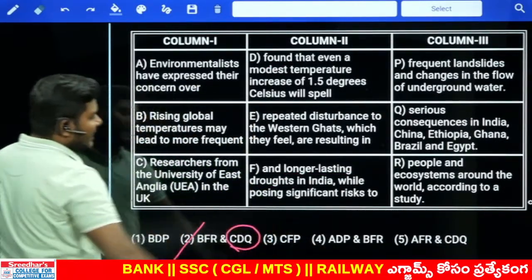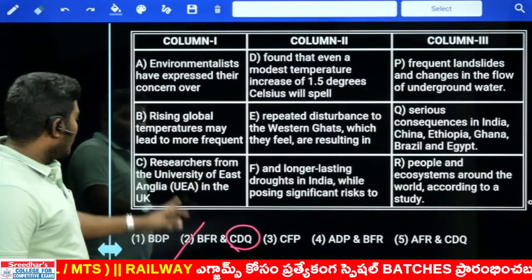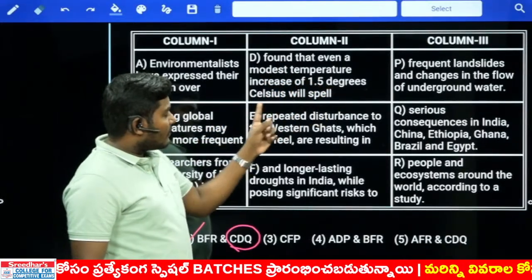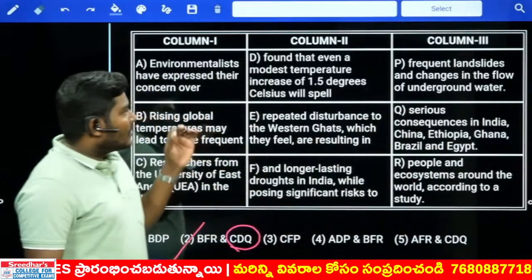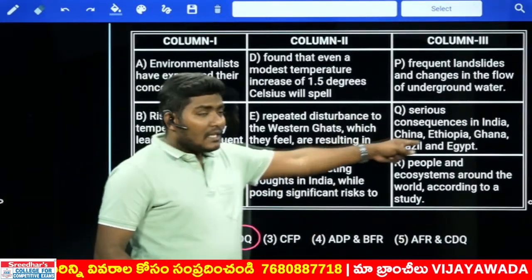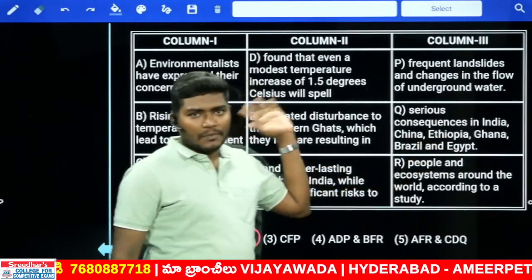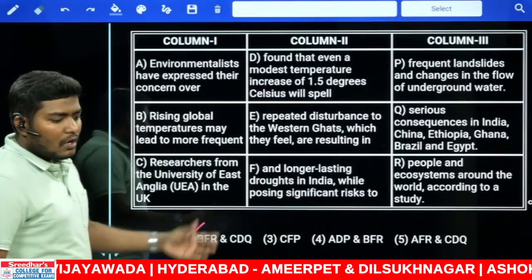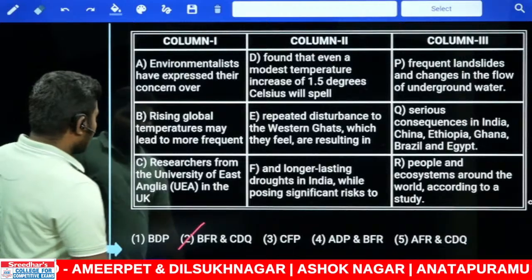Let us check with CD. What is there in CD? Researchers from the University of East Anglia in the UK found that even a modest temperature increase of 1.5 degrees Celsius will spell serious consequences in India. So if there is even a 1.5 degrees Celsius increment in temperature, immediately there would be serious complications in India, China, Ethiopia, Ghana, Brazil and Egypt. So absolutely our answer can be the second option. There is no none of the above. So straight away you can answer this. Next.